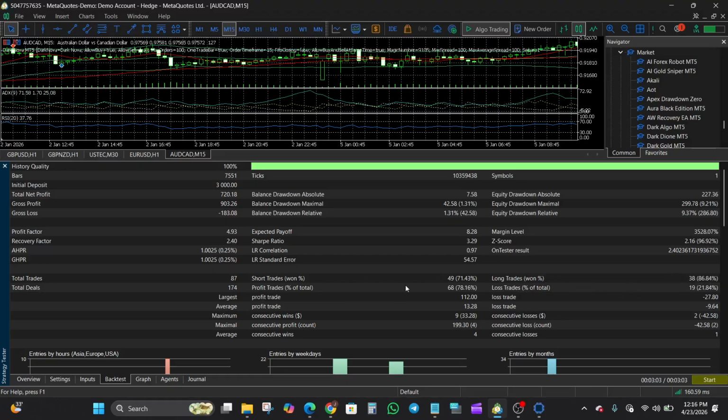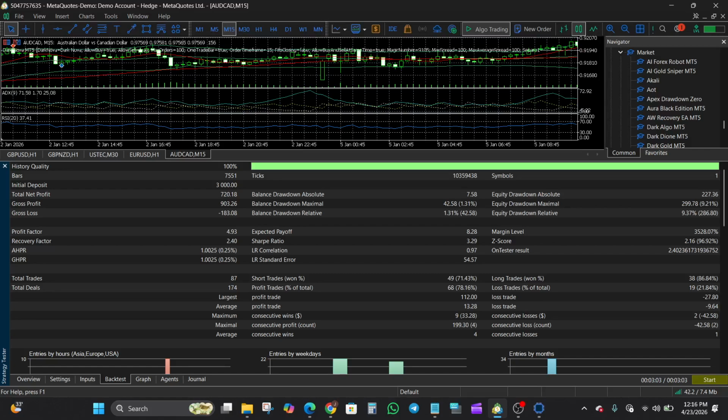This tells me that the win rate is actually good. The largest profitable trade was $112. The largest losing trade was just $27. This tells me that the risk to reward ratio is quite okay. The average profitable trade is $13.28. The average losing trade is $9.64. Not that bad.